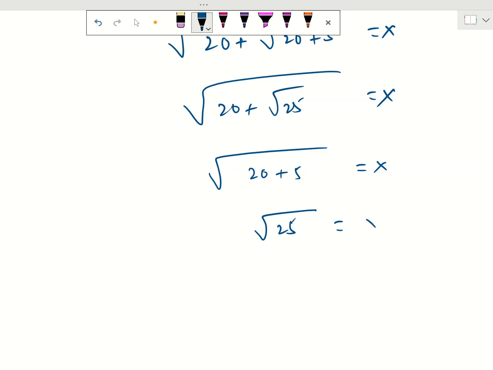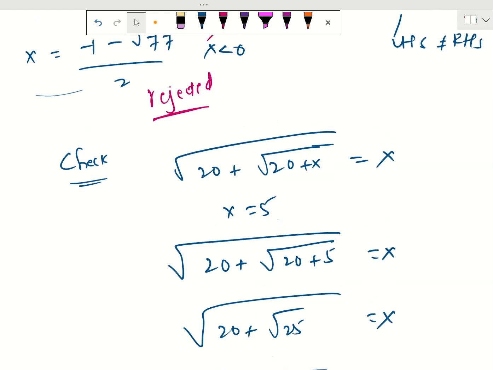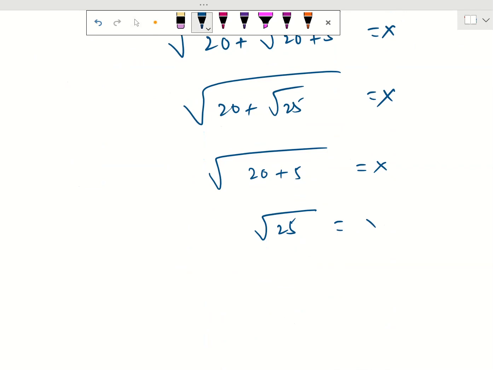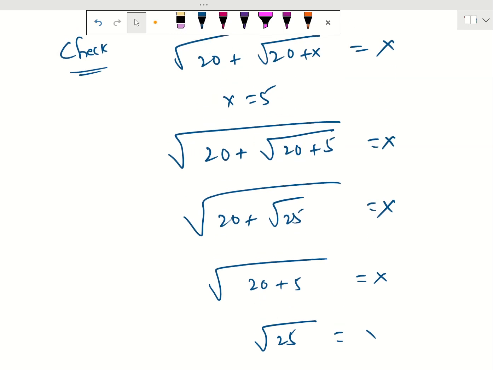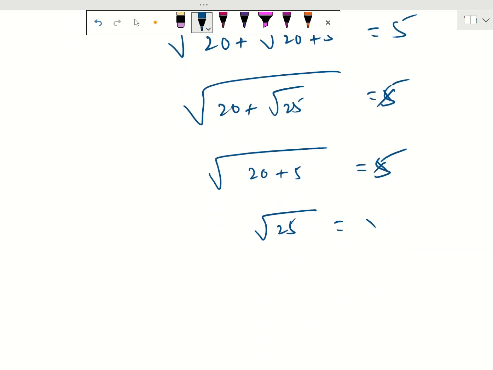Oh, sorry, this is not x, this is 5. Okay, the x value is 5, we are substituting. So here I'm writing the x value as 5. Okay, we need to check LHS is equal to RHS. Then square root of 25 is 5, 5 is equal to 5. Therefore LHS is equal to RHS, and x is equal to 5 is the correct value.